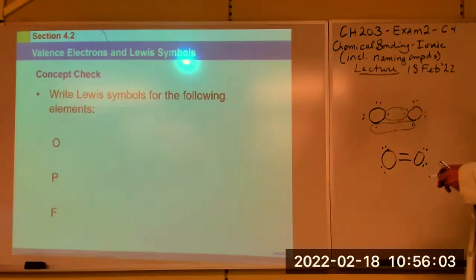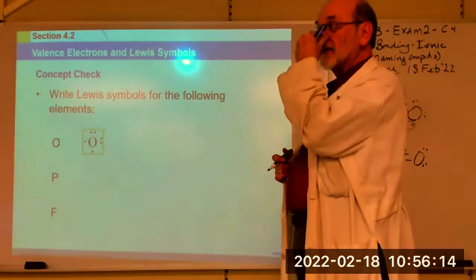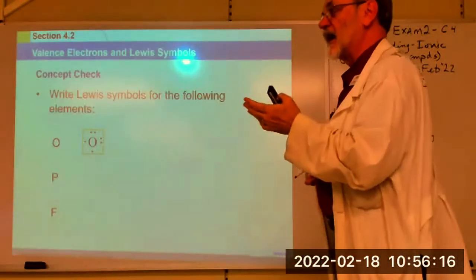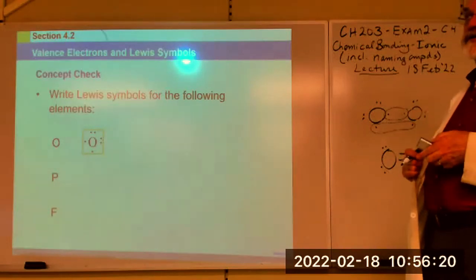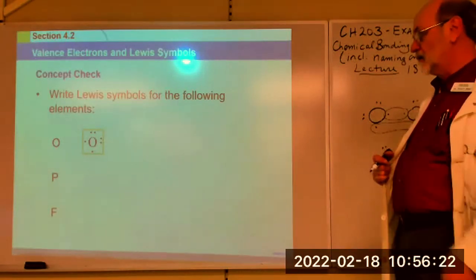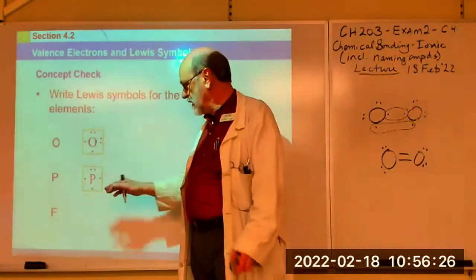Okay, so that was oxygen. Phosphorus. Phosphorus is one position to the left of the oxygen group, so it's going to have 3 unpaired electrons because it's only got 5 in the outer shell. So it has these 3 unpaired.